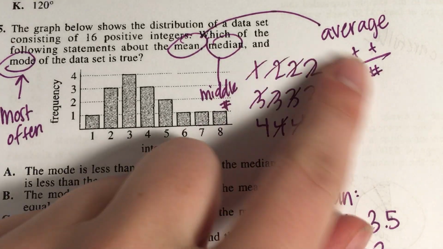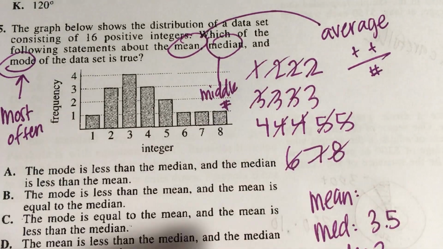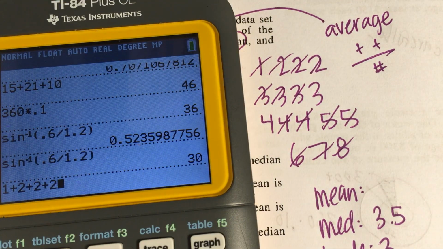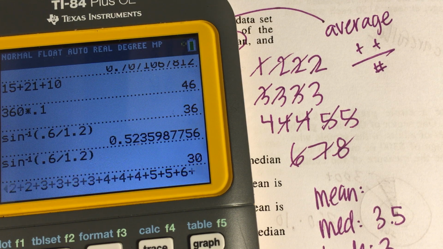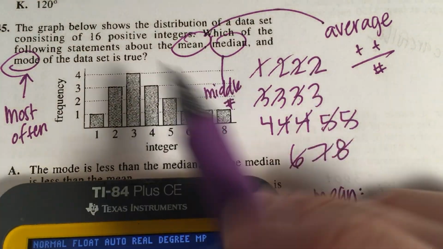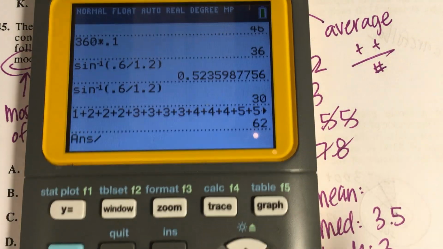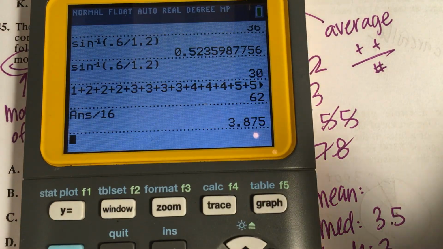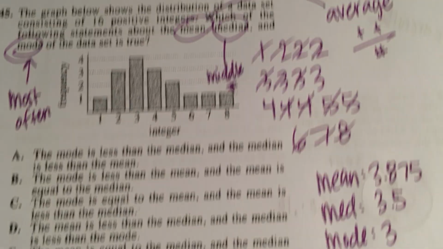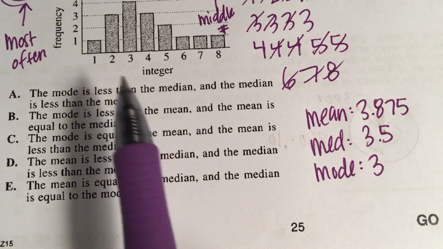And then my mean, I need to average them, so I'm adding them all up and dividing. So I'm going to add 1 plus 2 plus 2 plus 2 plus 3 plus 3 plus 3 plus 3 plus 4 plus 4 plus 4 plus 5 plus 5 plus 6 plus 7 plus 8 gives me 62. And I'm dividing that by the 16 numbers that I have. So 3.8. Alright, so I have my 3 numbers here, now I just need to write the sentence that makes sense.